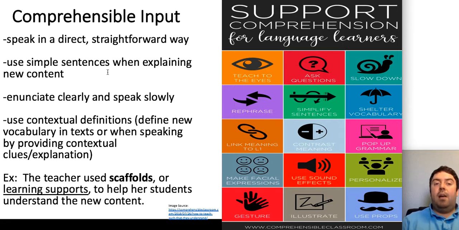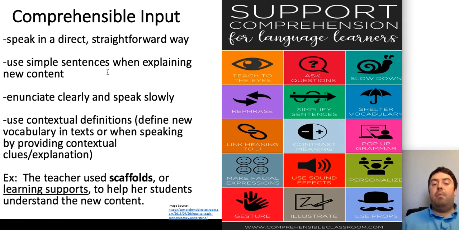Another thing is to provide comprehensible input. So modify the way you actually are saying and expressing the content. Some ways to provide comprehensible input are to slow down your pace in your speaking, to emphasize the key words, using more simple and direct, straightforward sentences, making sure you're enunciating clearly, and using contextual definitions to restate some new vocabulary in a different way. So it's kind of like where you learn about the vocabulary word within the sentence itself.